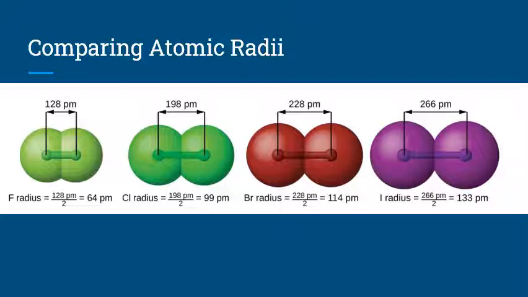So fluorine's going to end in 2p5, chlorine would end in 3p5, bromine's electron configuration is going to end in 4p5, and iodine's electron configuration will end in 5p5. So each of those additional energy levels means that those electrons are much further away from the nucleus and are not held nearly as tightly by the nucleus, therefore resulting in a larger atomic radius.